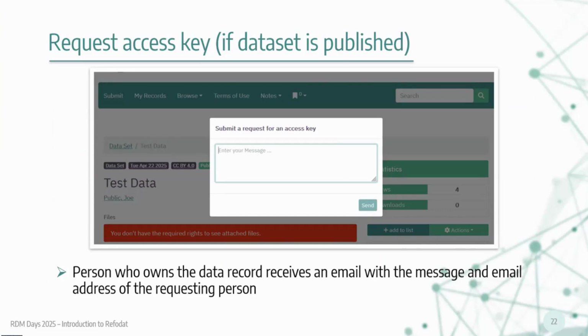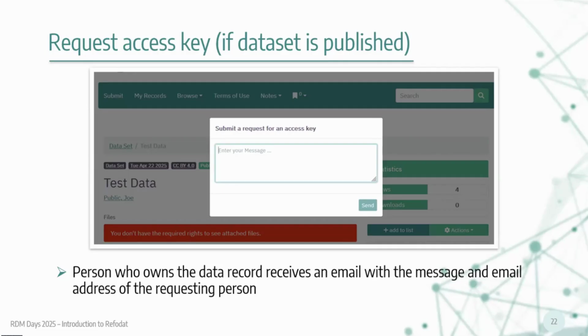This is if you don't really have an access key yet and don't have anything to activate, you can request an access key via the request form. So if you basically see a closed data set, you don't have access to it, you can request that the person generate a key, send it to you via your email address.